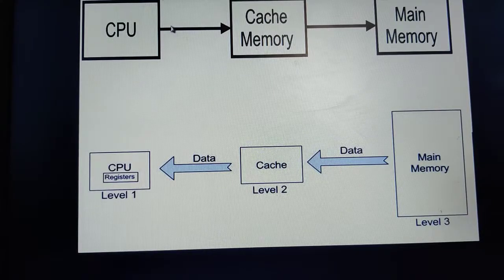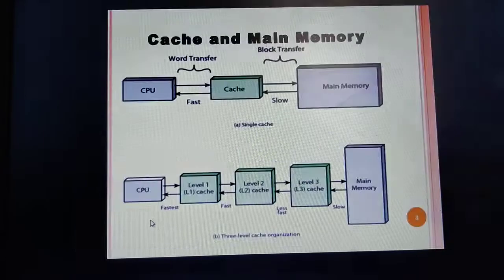Then during processing, what happens? The CPU will first look for the data and instructions needed for the processing purpose in the cache memory. If the data is not available in the cache memory, only then will the CPU look for the data and instructions in the main memory. This cache memory is actually built into the CPU itself, hence it is a faster cache memory, and it has almost the speed of the microprocessor itself.